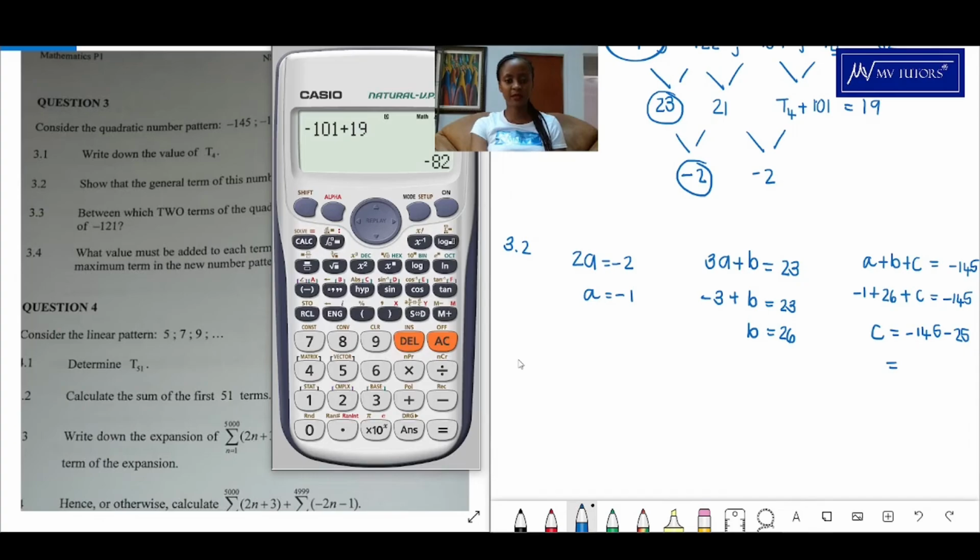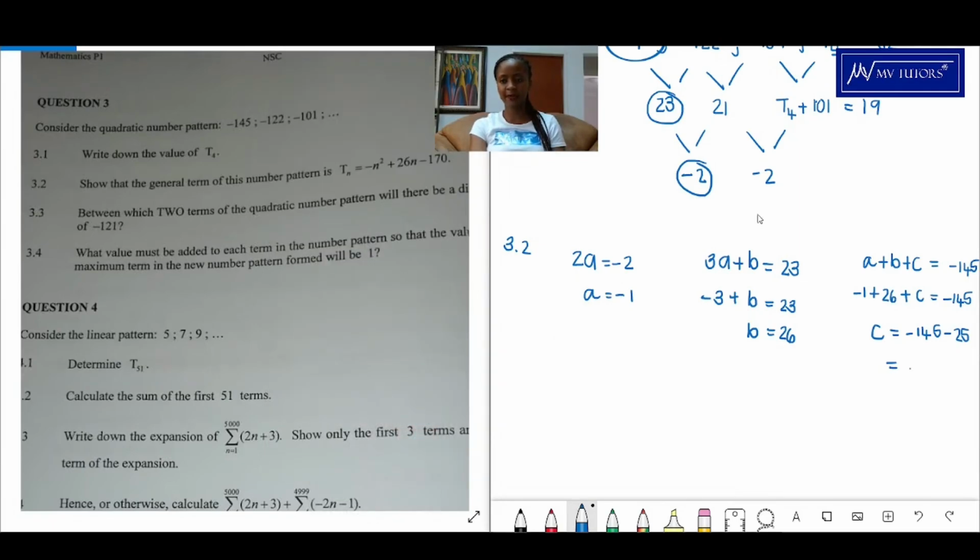Okay, so what is -145 minus 25? Again, we go straight to the calculator. You want to save time. I know you can do it. I can do it too, but we're saving time here and we are working accurately. So we have -170. So if I were to write then the term formula, I have negative n squared plus 26n minus 170. Okay, so this is my quadratic formula.